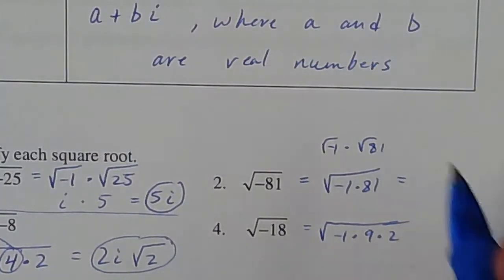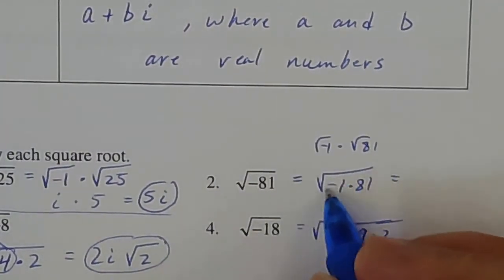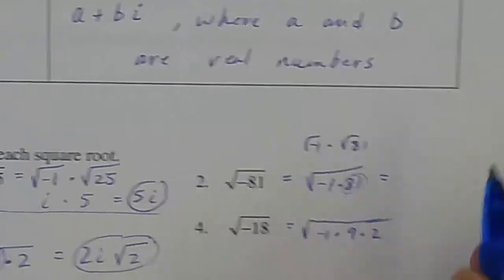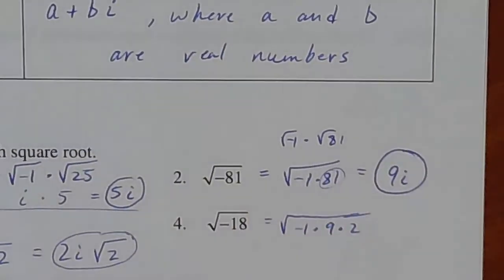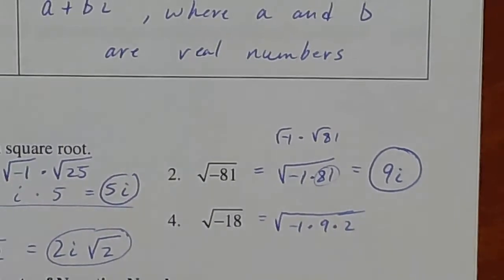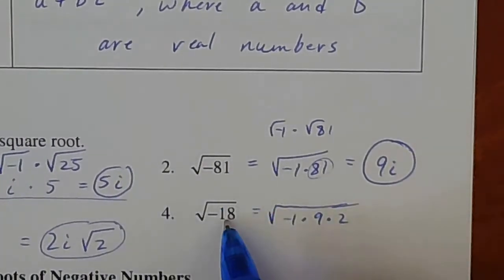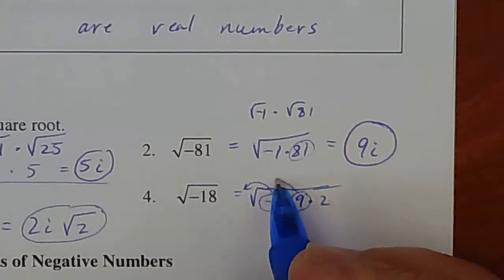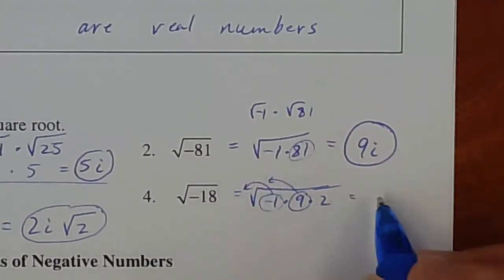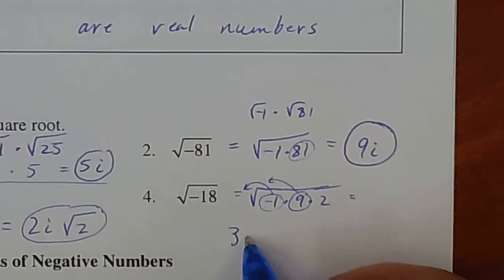All right, here's number 2. The negative 1 comes out as i, and this comes out as 9. So there's nothing left inside. 9i. This one, though, doesn't have a perfect square root. So try to break it down so you can find the perfect square. So 9 is going to come out as square root of 3. So we're going to say 3i square root of 2.